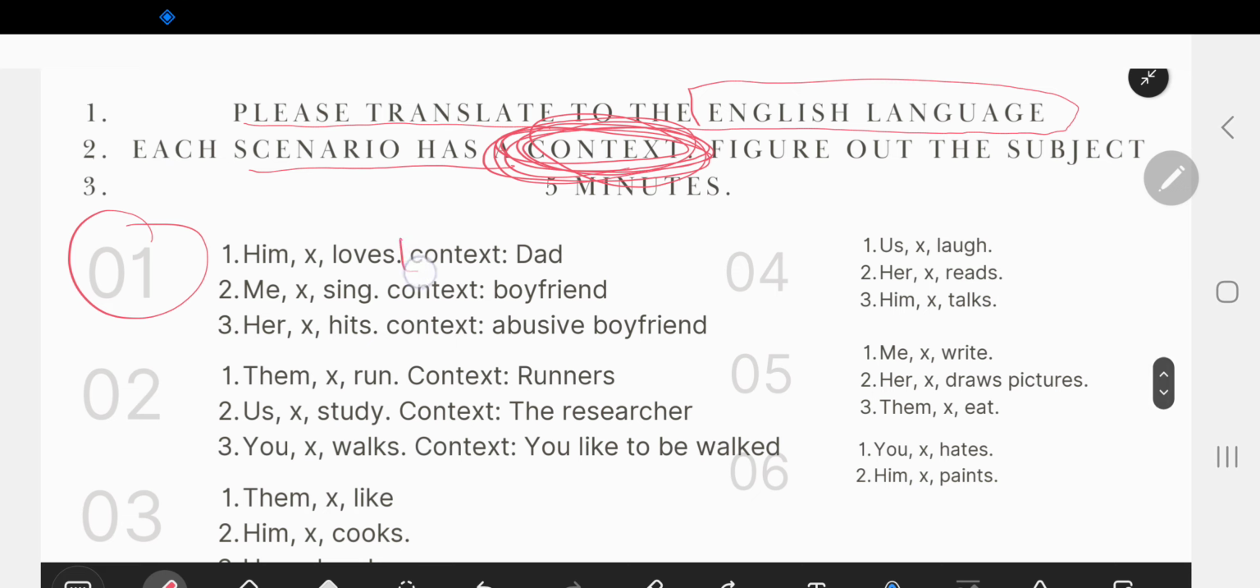So let's say the context is talking about your dad, right? Then it will be someone loves him. Why? Because him is the object form. If it was he and there was no him, then your dad loves someone. But in this case, your dad is him, so someone loves your dad. Someone loves him.